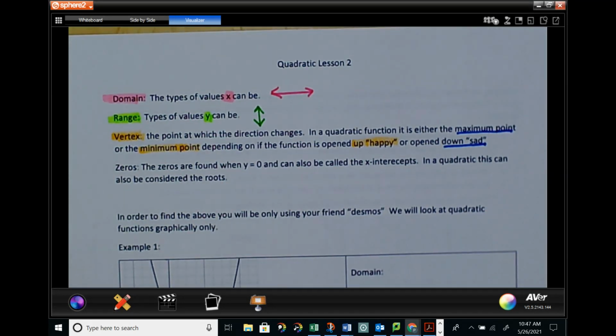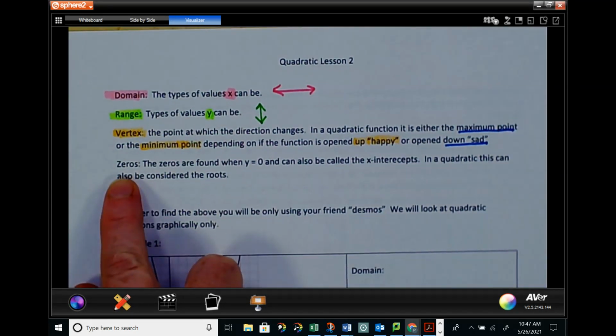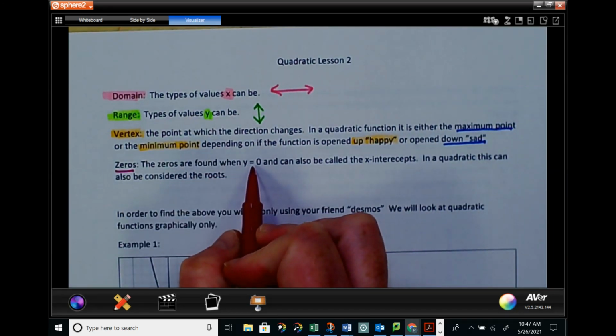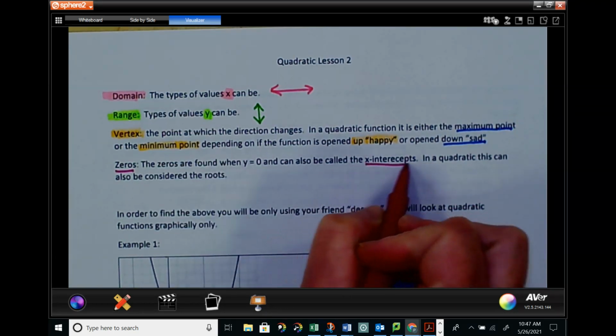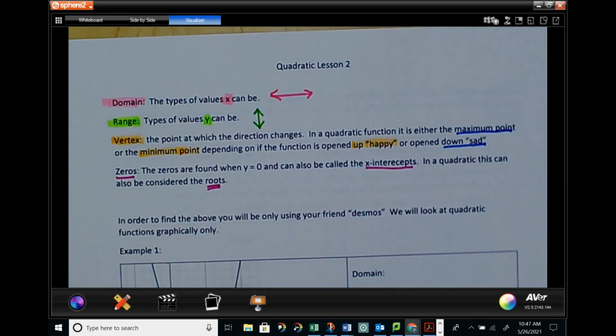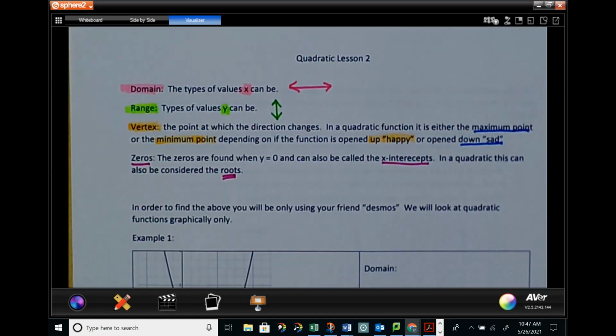So we're going to go through and figure this out. And then your zeros, this is where the y is 0. I'll get more into that. Those can also be called the y-intercepts or the x-intercepts, and we call these the roots. We're not going to go any farther than just using graphs to do this. Everything can be done using your friend Desmos. I'll give you the function rules like I did in lesson 1, and then you'll just always make a graph on Desmos. I'm not asking you to solve anything algebraic when it comes to quadratics.